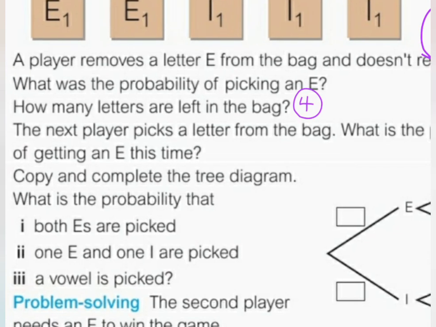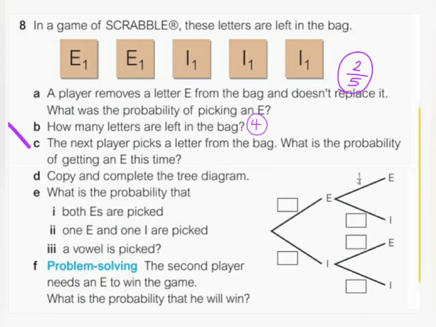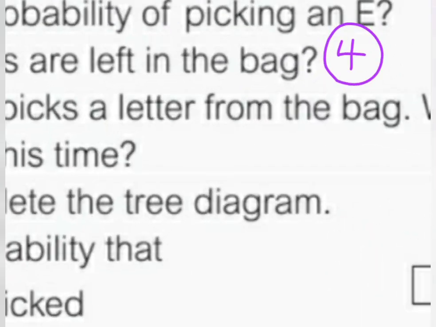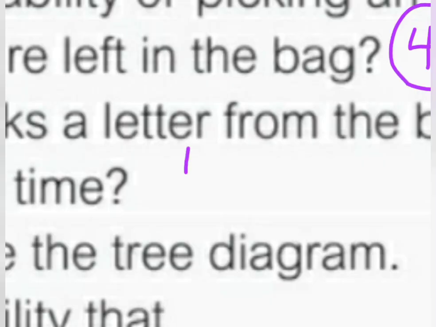This is B. Now, question C, the next player picks a letter from the bag. What is the probability of getting an E this time? The first time he picks E. Now, the second player will pick another letter. What is the probability of getting E? Very good. It's 1 out of 4. Good job. So it's 1 over 4. We write it here, 1 over 4.